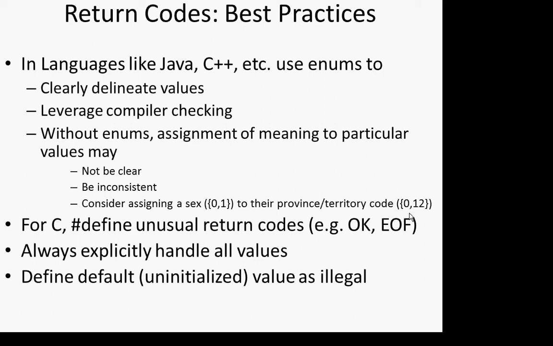Now, in languages like C, we don't have the luxury of defining an enum, and so often we pound define things like OK, EOF, and we at least use these in our code. What's the difference between this and an enum? Does this give all the benefits of an enum when you're using these pound defines?